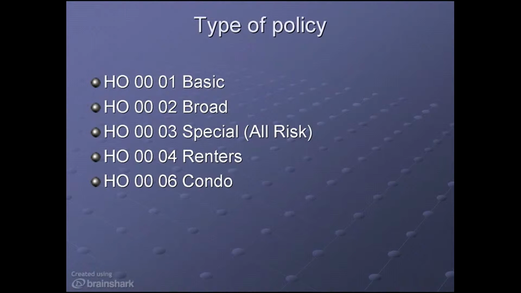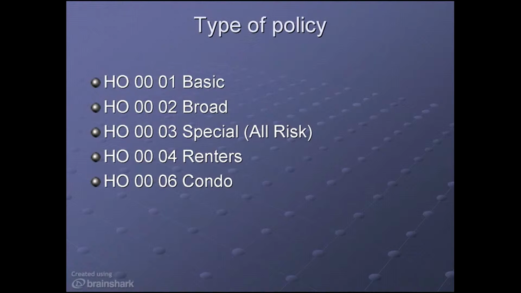Types of policies. Remember, I told you we were going to talk about it. You have what is known as, and you'll see it on the dec page or declaration page, an HO-1, or 001, and that's called a basic. Then you have an HO-2, and that's called a broad. Then you have an HO-3, which is all risk or special form, like we were talking about before. Then you have an HO-4, which is known as a renter's policy. And then you have HO-6, which is known as a condo policy.